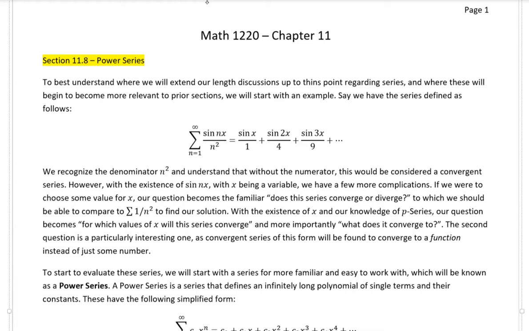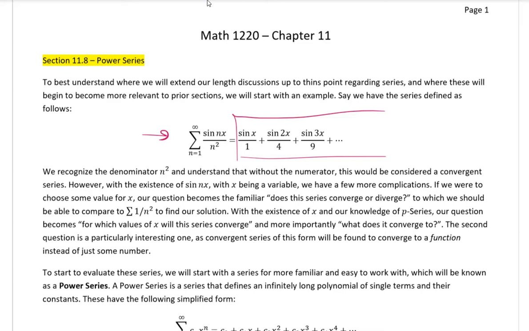With a power series, we're going to ask the question, okay, what if we introduce another variable to this? What if we introduce a variable such as x to this situation? For example, here I have a sum of sine of nx divided by n squared. If you progressively plug in values for n, what you get is sine of x over 1, sine of 2x over 4, sine of 3x over 9, etc. You get this almost polynomial, this summation of a lot of terms that are defined by x.